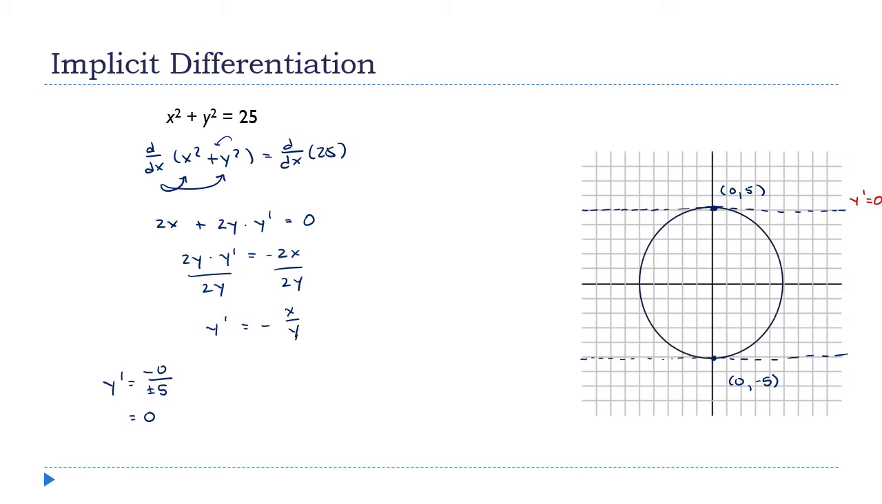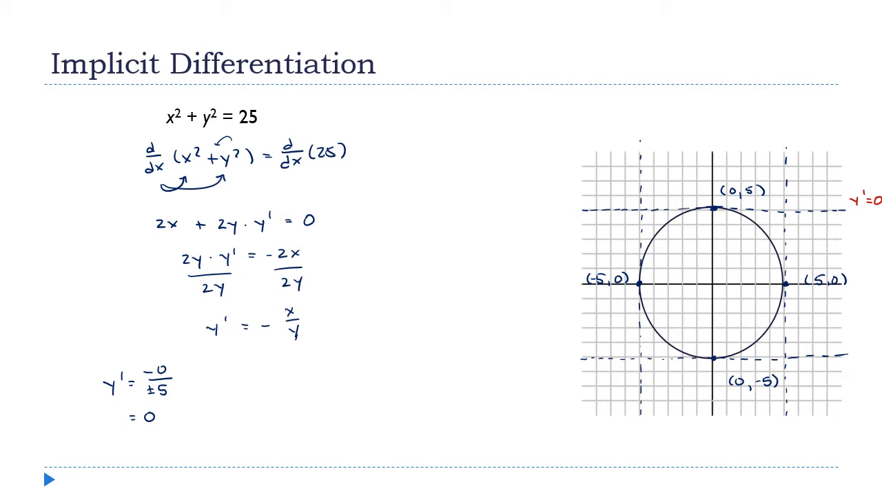Okay, so how about at the other outer edges? How about here and here? This point is (5, 0), and this one is (negative 5, 0). Think about the tangent lines. The tangent lines here are going to be these lines. They're vertical at the edges. And I know the slope of a vertical line is undefined.